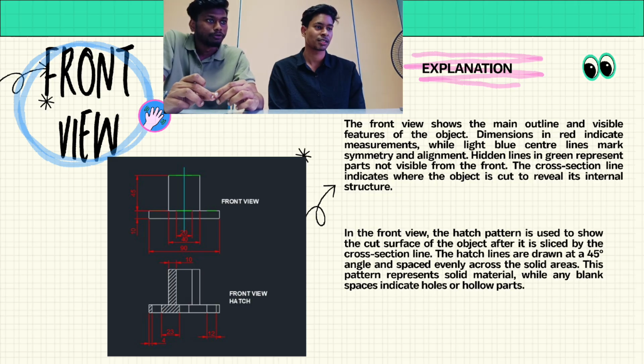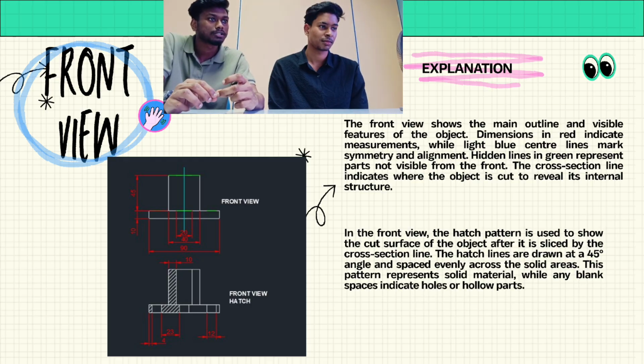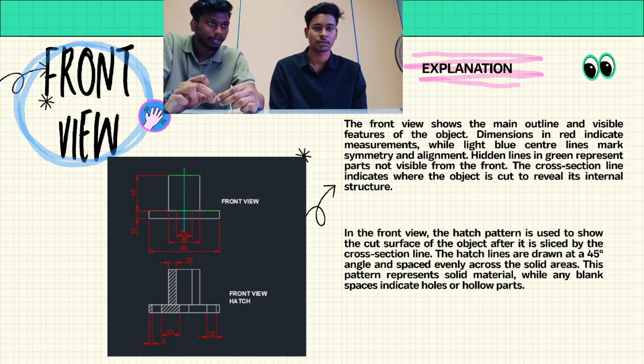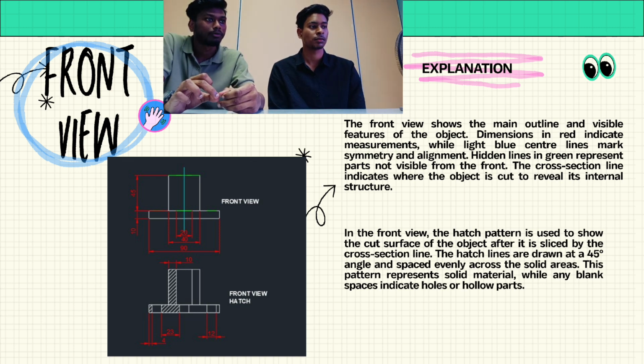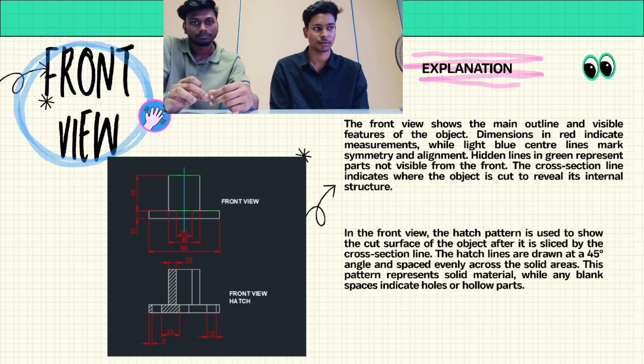Furthermore, in the front view, the hatch pattern is used to show the cut surface of the object after it is sliced by the cross-section line. The hatch lines are drawn at a 45-degree angle and spaced evenly across the solid areas. This pattern represents solid material, while any blank spaces indicate holes or hollow parts.